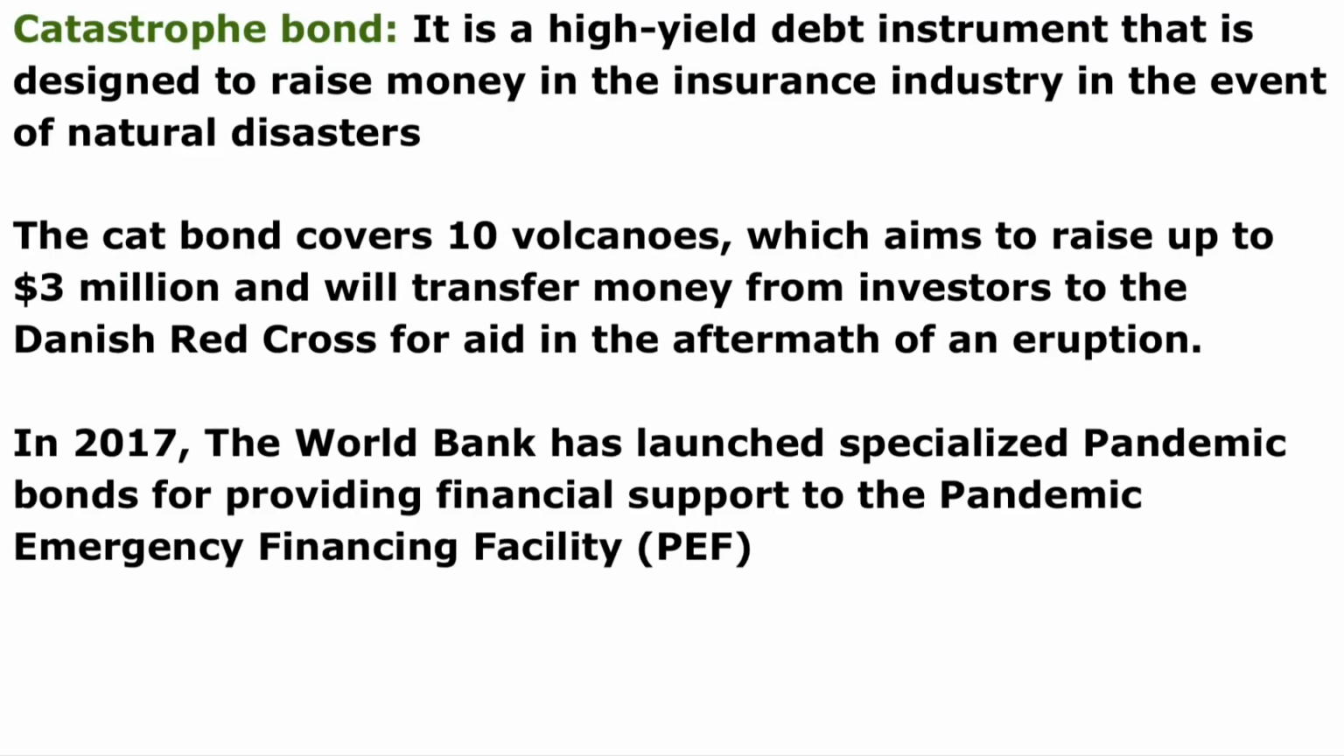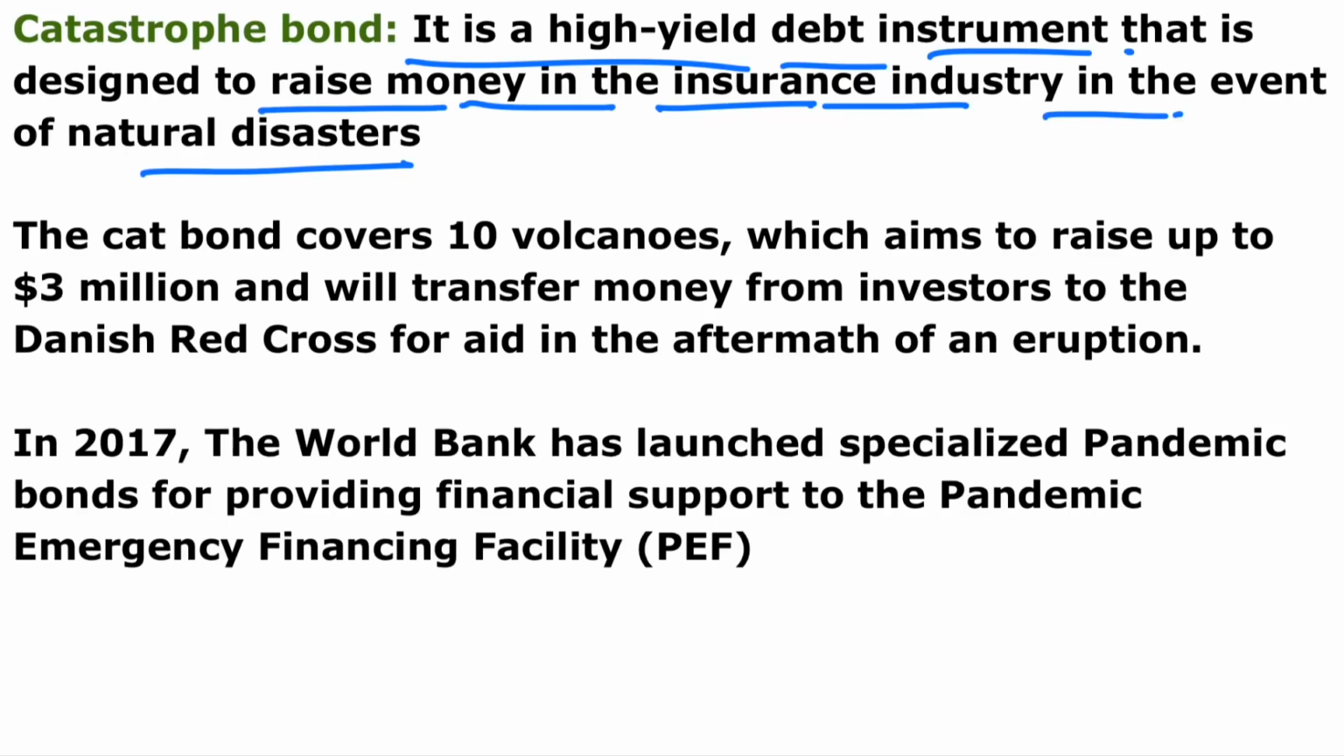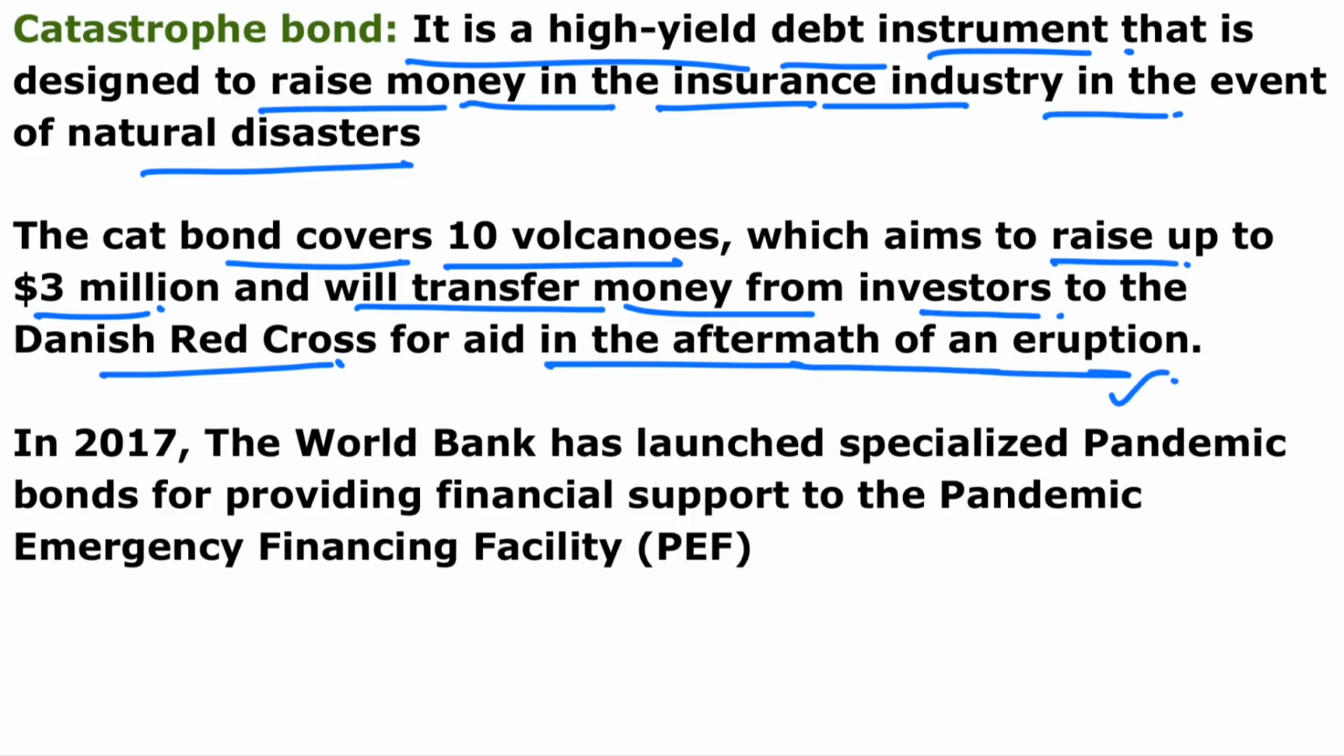So you can also see here the catastrophe bond. It is a high yield debt instrument designed to raise money in the insurance industry in the event of natural disaster. Any type of natural disaster like earthquake, tornado, hurricanes, typhoons, any type of volcano. So the CAT bonds cover 10 volcanoes, which aims to raise $3 million by issuing these bonds and will transfer money from the investor to the Danish Red Cross for aid in the aftermath of an eruption. It means all the disruption and all the affected livelihood can be covered under this amount. That is the $3 million, and the aim is to raise this much by issuing these bonds.